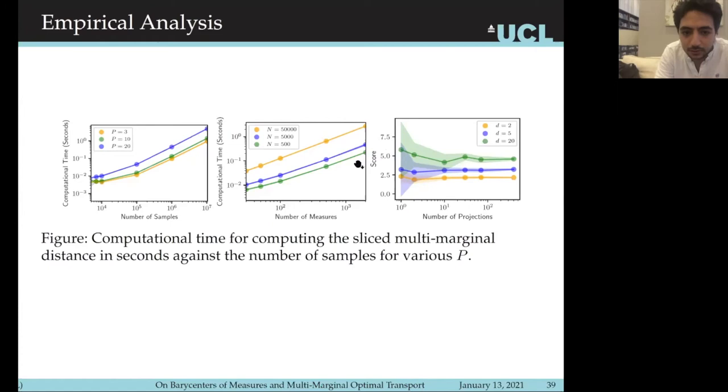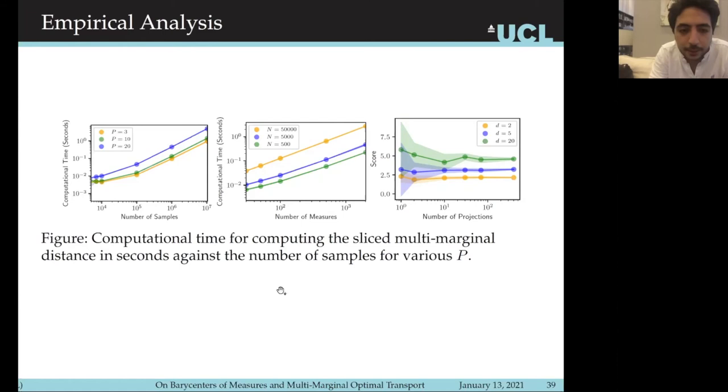And here we study the impact of the number of projections on the estimation of the slice multi-marginal distance, because we do Monte Carlo estimation. And we see that, as expected, when we go into higher dimensions, it needs more projections for the variance in the estimation to reduce. So that's for the empirical analysis.